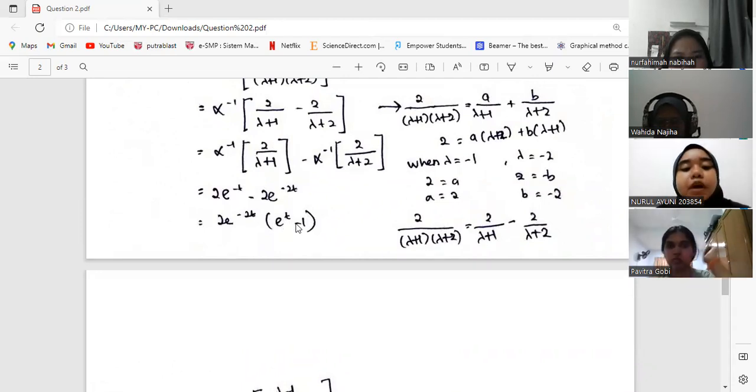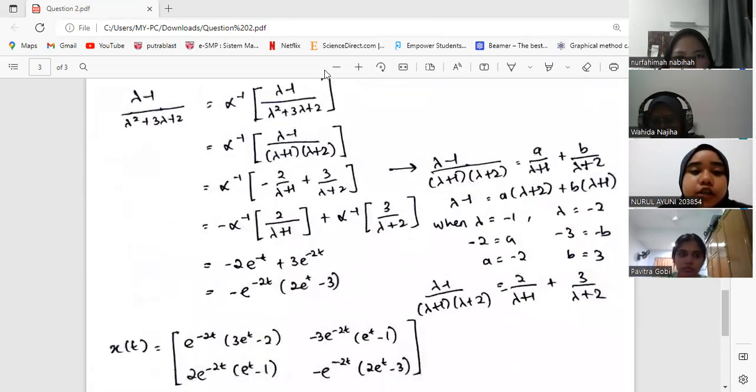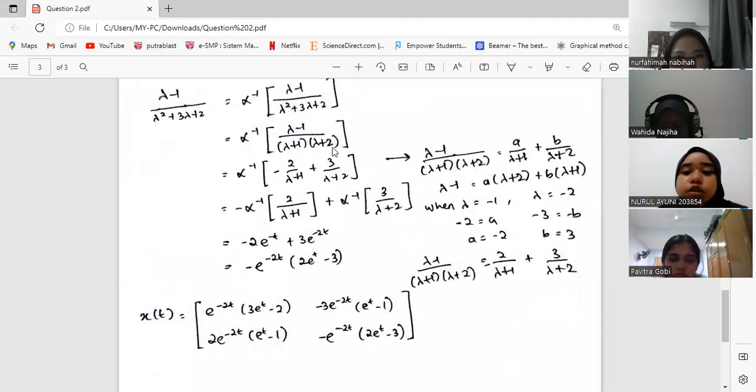The last one, we will find for lambda minus 1 over lambda squared plus 3 lambda plus 2. We also use the same method, partial fractions, with lambda equal to negative 1 and lambda equal to negative 2. We get A equal to negative 2 and B equal to 3. So the final answer is negative e power of negative 2t multiplied with 2 e power of t minus 3.